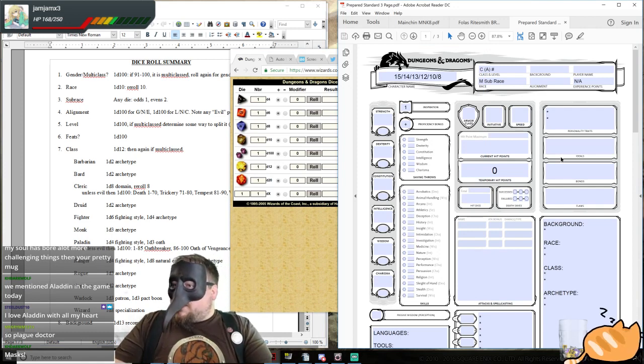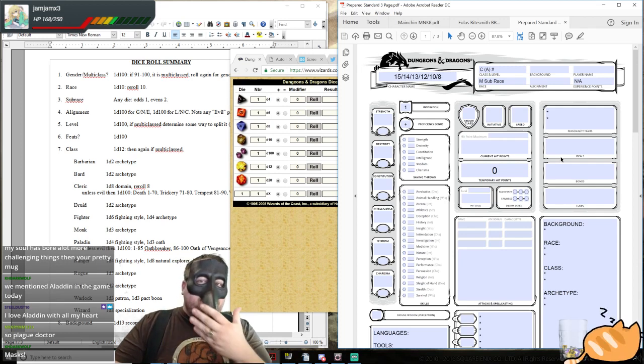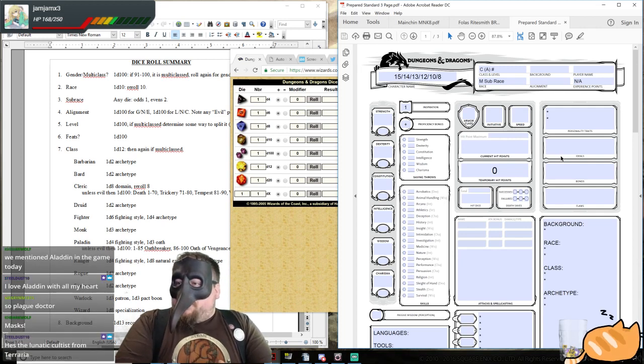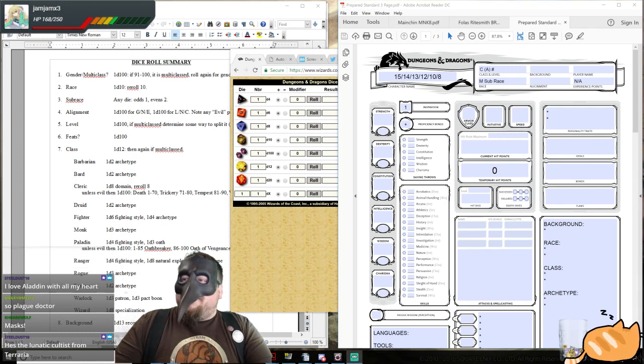Yes, masks and plague doctor. I can stroke the beard, or I can think contemplatively as such. Well, you know what? I do what I can, Steel Dust.